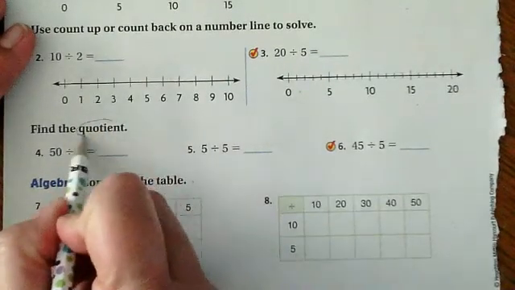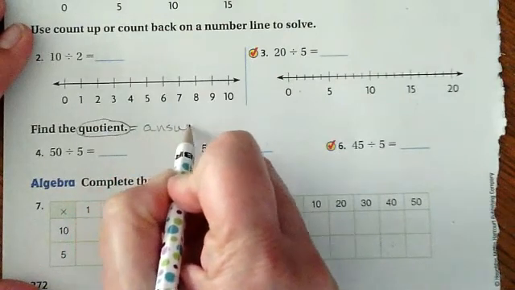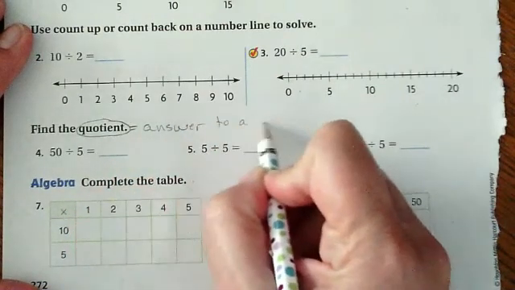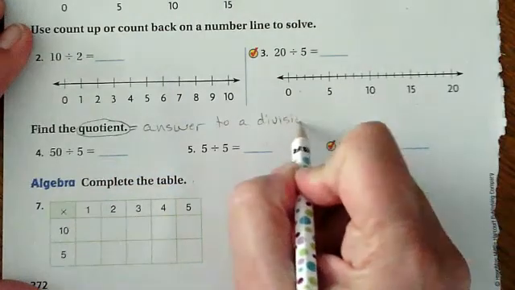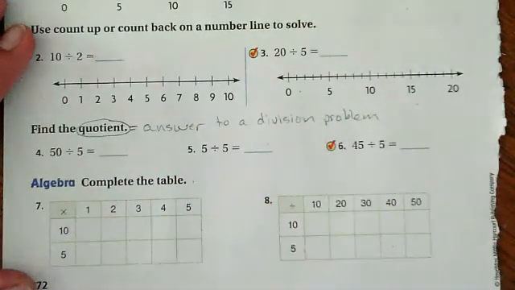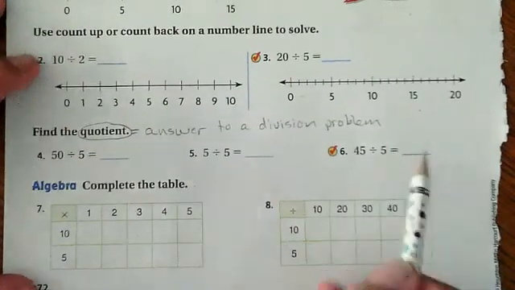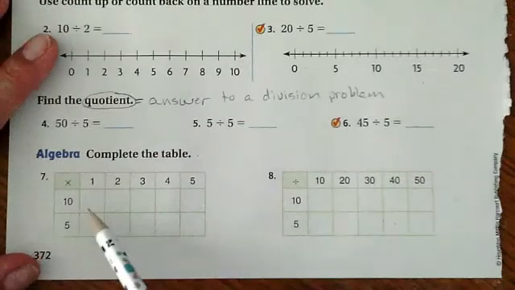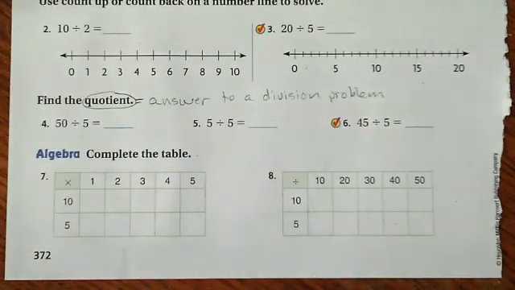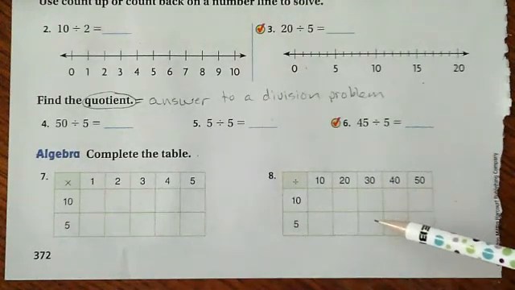Remember, quotient is the answer to a division problem. Okay, the answer to a division problem is the quotient. So you need to find your quotient. You can use any strategy you choose to. And then for number 7 and 8, you're going to do something a little different. It's kind of like a multiplication table on this one. And then this one is a division table.